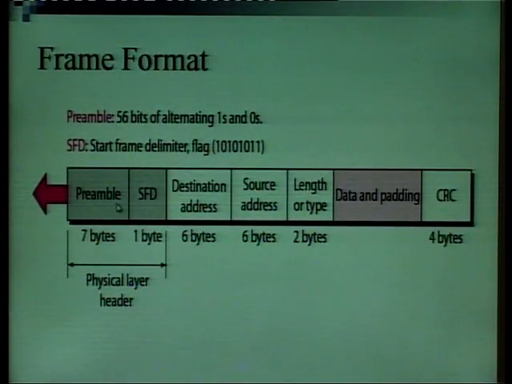In this, the first field is preamble, which is 7 bytes. The second field is start frame delimiter, which is 1 byte. Next is the destination address, which is 6 bytes, then source address, 6 bytes, length of payload data, 2 bytes, actual data, which is of variable length, and CRC, the error detection and correction method, which is 4 bytes. In this frame format, the preamble is 56 bits of alternating zeros and ones, which gives the alert message. The start frame delimiter specifies the starting of the frame.